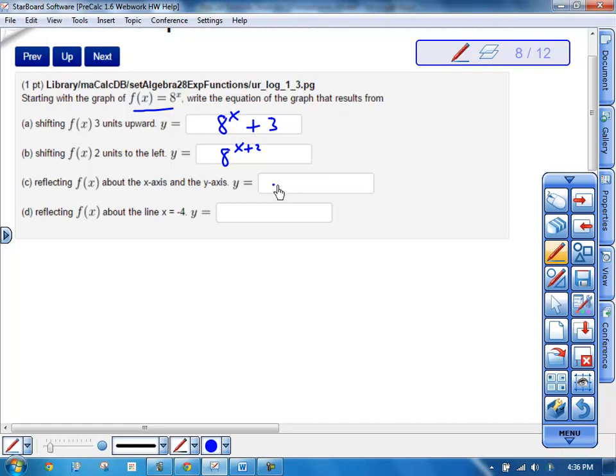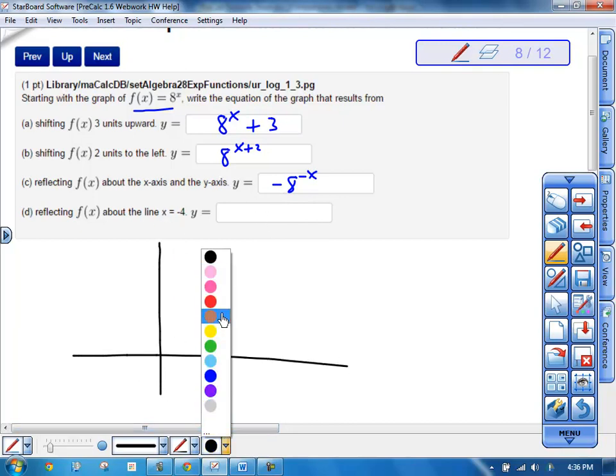To reflect about the x and y axis, we'd have to change the sign on both the x and the y. So we change the sign on the y, we can move it here, and change the sign on the x as well. That would reflect over the x and the y. And the last one's the trickiest one. Reflecting over the line x equals -4.